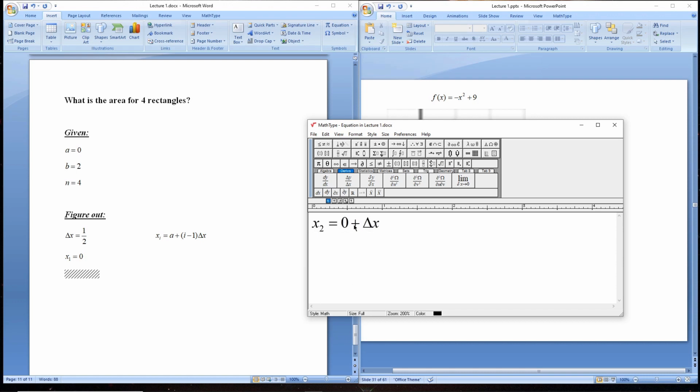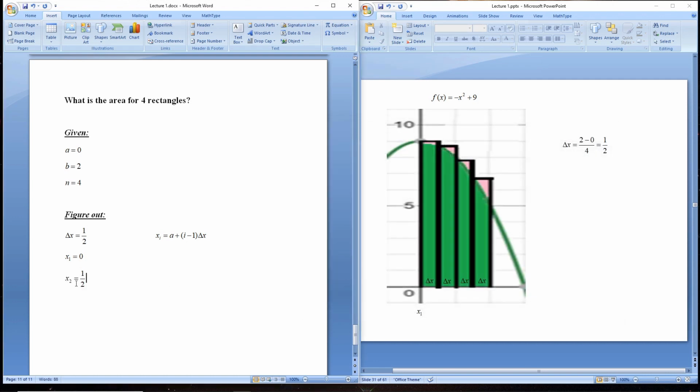Now, of course, 0 we can just erase, so I'll just get rid of that. And so we can see x2 is delta x. But we already know what delta x is. We figured that out. We know delta x is a half. And so we have x sub 2. So that's this second position right here, where the second rectangle is going to start.